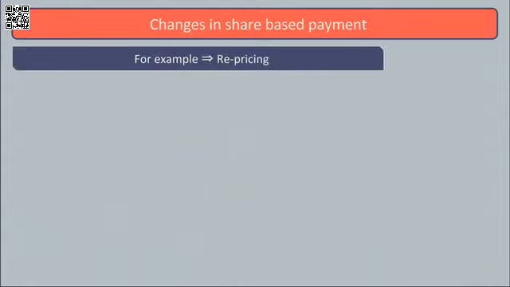The vesting period, as you can see, covers many years, and over the years circumstances change, and the share-based payments could be modified in time. For example, the share options may be repriced to staff. Let's look at an example to understand how it works.